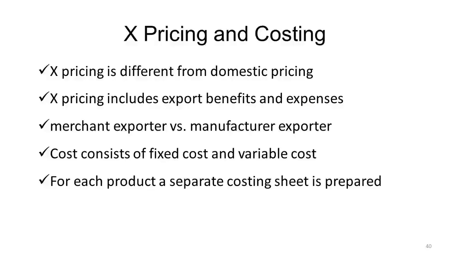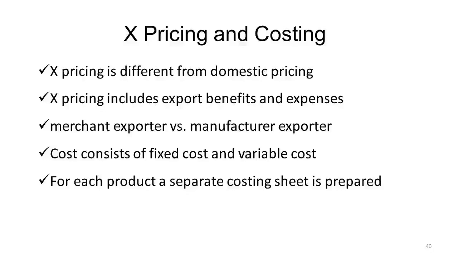So if you look at export pricing and costing, we're on slide number 40. Export pricing is different from domestic pricing, and we'll see how. Export pricing includes export benefits and expenses, merchant exporter and manufacturer exporter. Now an exporter who just exports and an exporter who manufactures and exports, there's a difference between the two. The one who only exports is a merchant exporter. The one who manufactures and exports is a manufacturer exporter.